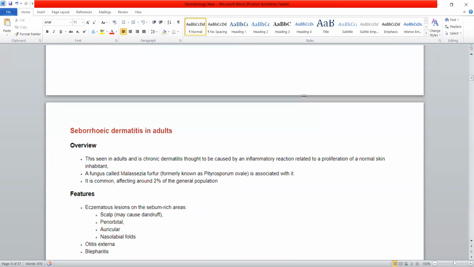So this was all about contact dermatitis, atopic dermatitis, and dermatitis herpetiformis. I hope it's clear to everyone up till now.